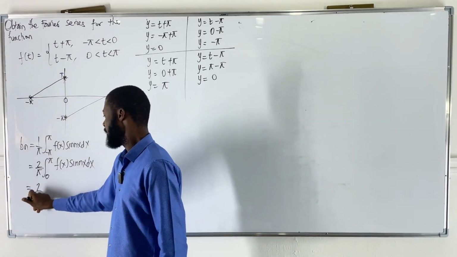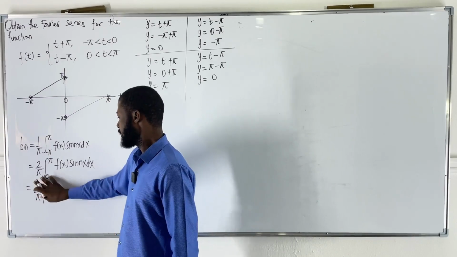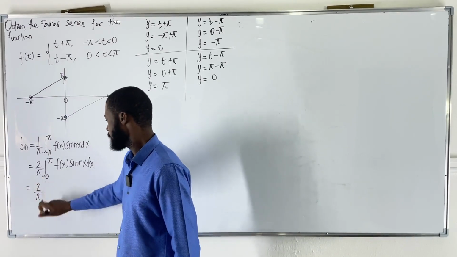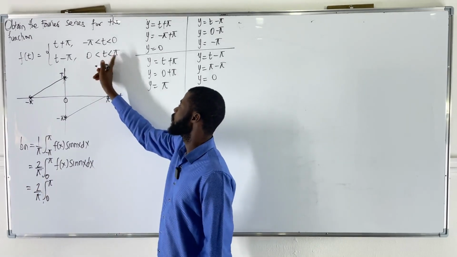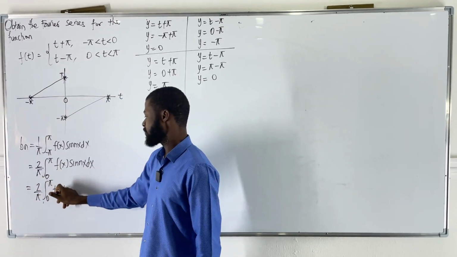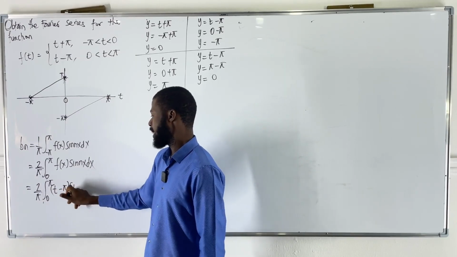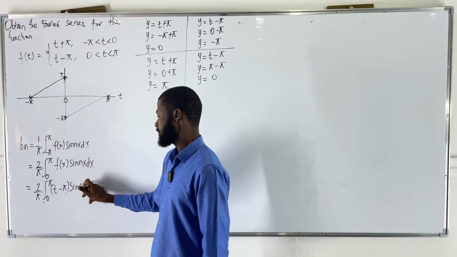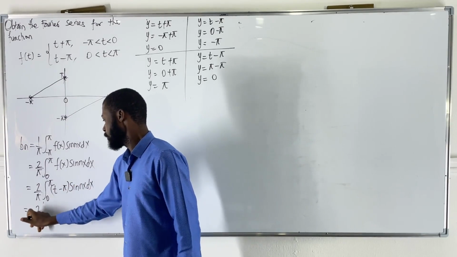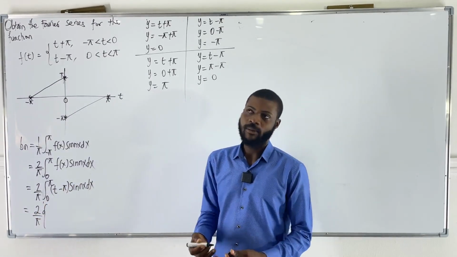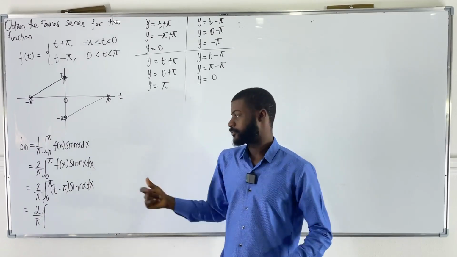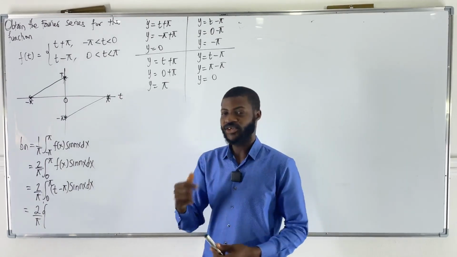And this will be 2 over pi. Then, integral from 0 to pi. Now, what is f of x? From 0 to pi, f of x was t minus pi. So this will be t minus pi sine nx dx. So this is 2 over pi. Now let's integrate. But to integrate, I would like to use integration by parts. So there's a shorter way for that.